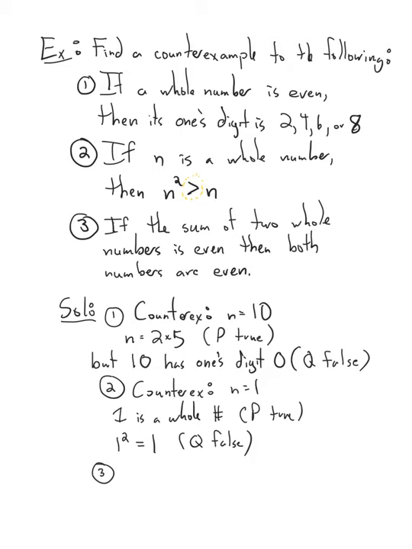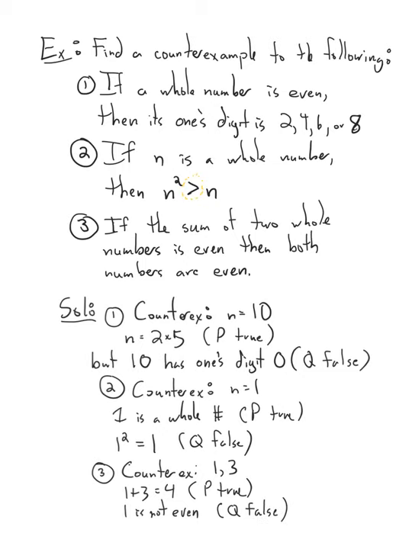And the third situation: if the sum of 2 whole numbers is even, then both numbers are even. Of course, our counterexample can be any 2 odd numbers, say 1 and 3. So here we have 1 plus 3 is 4, which is even, so the if part is true. But 1 is not even, so there's no way for both of them to be even. It's definitely not true that both are even. In fact, both are odd. So here, q is false.